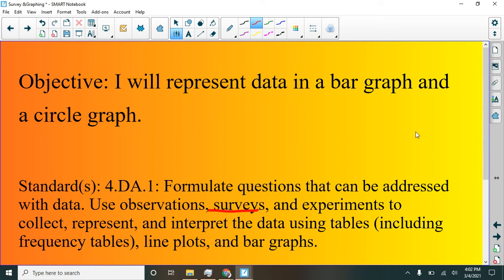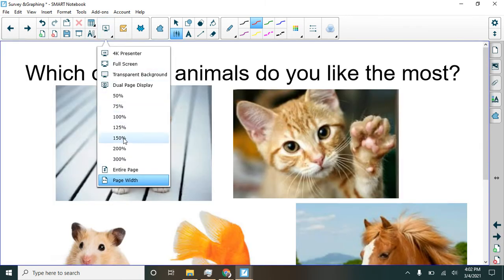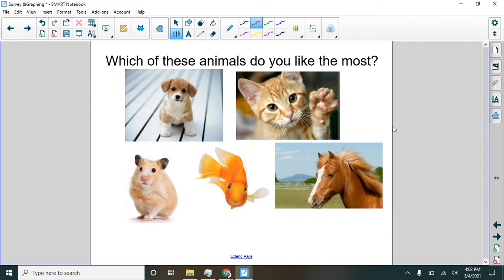Okay, and then we're going to be using that data that we get tomorrow to create a bar graph and a circle graph. All right, so our question is going to be about which of these animals, you have to pick from these, which you like the most. What do you like the most?